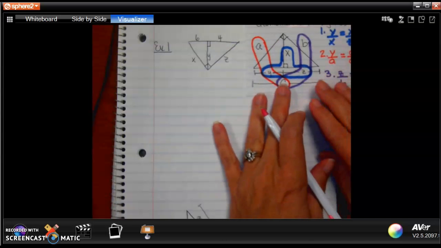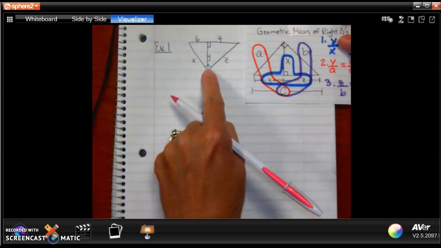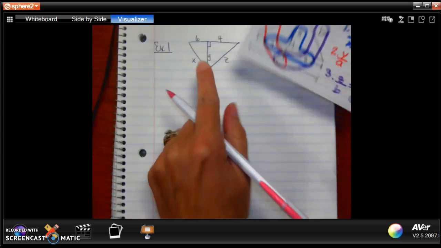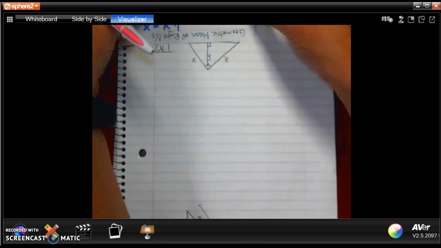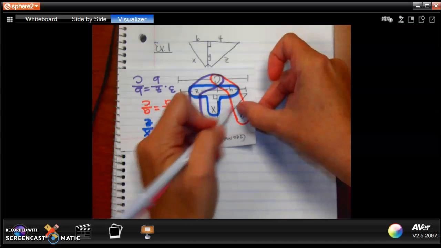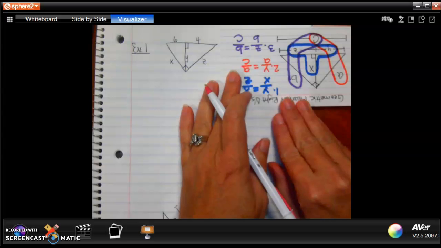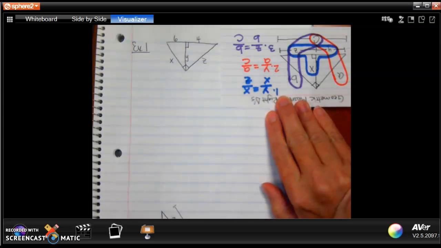And here's my card. So the first step was to orient the card to the problem. So my big right angle is down here at the bottom. So I am going to turn my card to match it. So I want my big right angle there as well. Okay, so I can see my variables even though they're upside down.